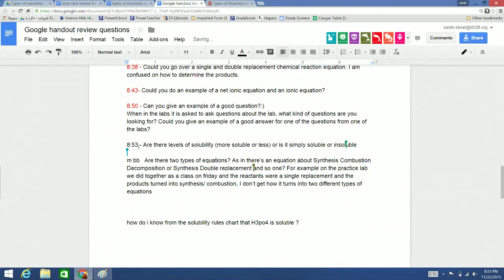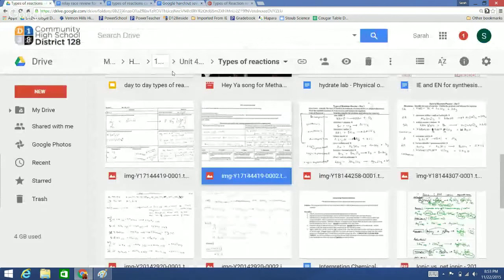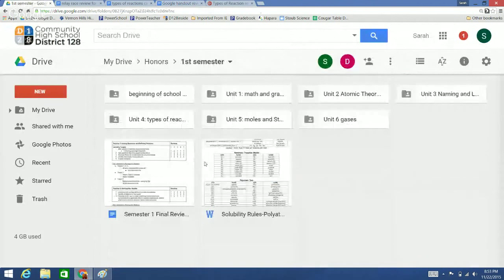Other levels of solubility, more or less soluble, or simply soluble insoluble? Yes, there are different levels of solubility. That's a second semester topic that we may or may not get to this year. At this point, you just have to know it's soluble or insoluble. And as you can see on your solubility chart, it kind of gives you a little reference there on what that means if you're really curious about it.